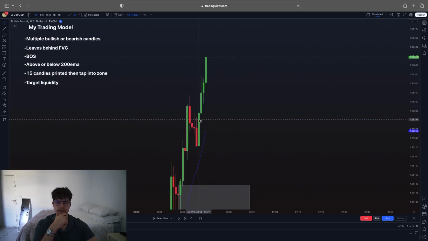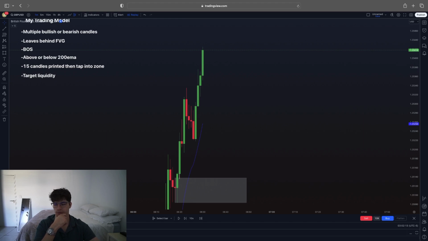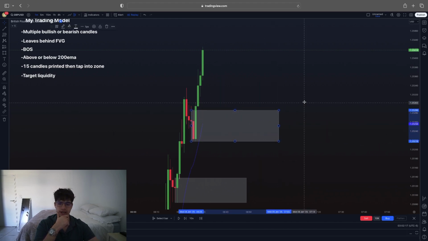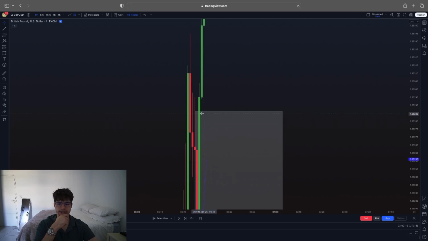So this created our demand zone, and we're just going to draw our zone just like that. And then as you can see, there is a gap from the top of this wick till the bottom of this candle there. If once again this wick came all the way down, it would not be a valid trade to take, but it didn't do that, so we left behind a gap.